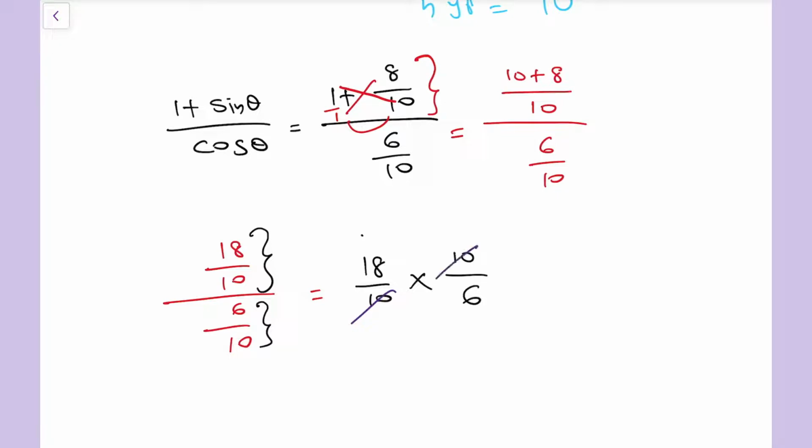Here the 10 we can cancel. 3 2s are 6, 3 1s are 3, so our final answer is 3.